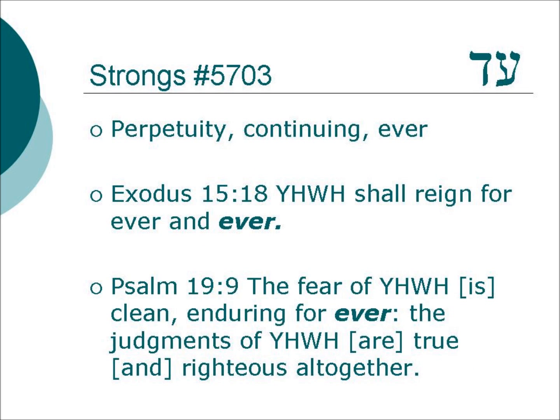The word "ad," which is spelled the same way, the vowel is different, means in perpetuity or continuing, or something that continues forever. Exodus 15:18, "Yahweh shall reign forever and ever." You are familiar probably with this Hebrew phrase, "le'olam va'ed." Le'olam means until the end of the age, until as far as we can see in time, and then some more, "va'ed," and more. We're going to see the meaning of more as it relates to this root. Psalm 19:9, "The fear of Yahweh is clean, enduring forever. The judgments of Yahweh are true and righteous altogether."